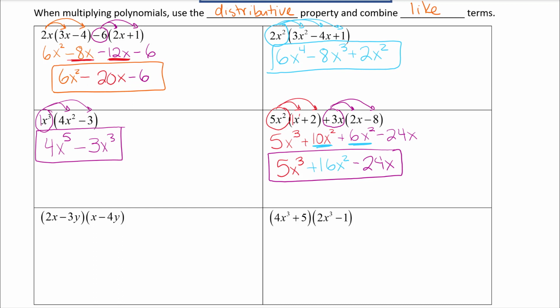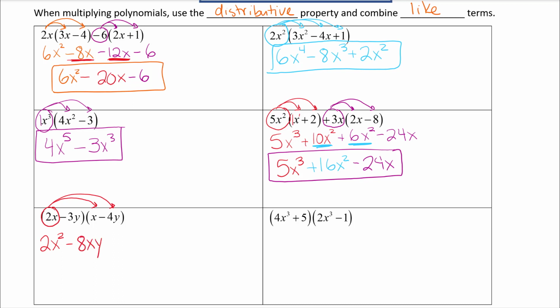Okay, so now we're getting a little tricky here. We have not just a monomial times a polynomial, we have a binomial times another binomial, two terms times two terms. So the way we do this is we're going to double distribute. The 2x is the first term in the first polynomial, and that's going to distribute to both terms in the second parentheses. So 2x times x is 2x squared. Add the exponents. 2x times negative 4 is negative 8xy.